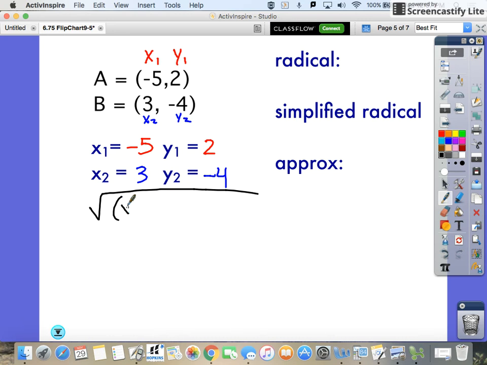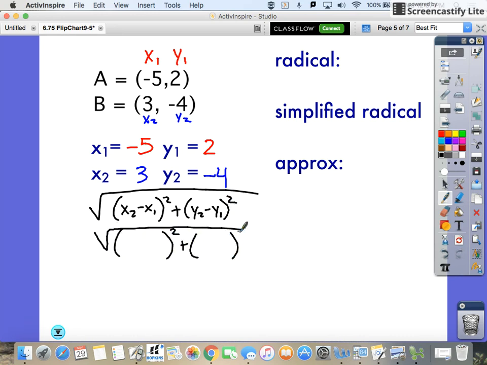So when we set up our formula, it's x2 minus x1 squared plus y2 minus y1 squared. And x2 is 3. x1 is -5. And again, you have to put that -5 there. y2 is -4. y1 is 2.